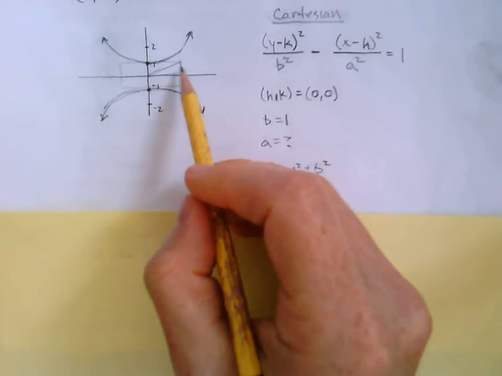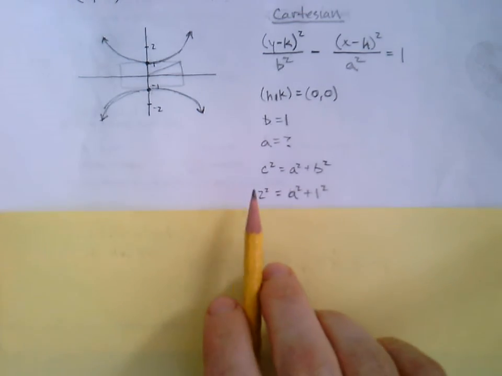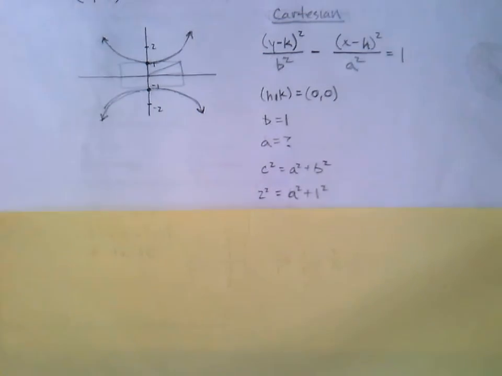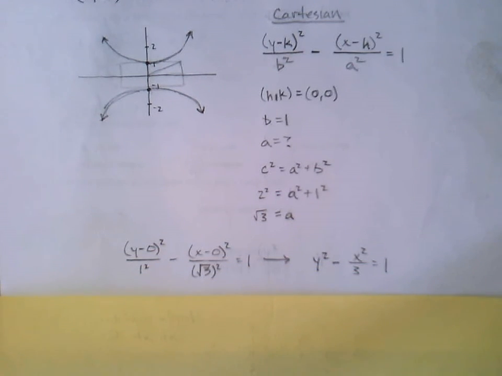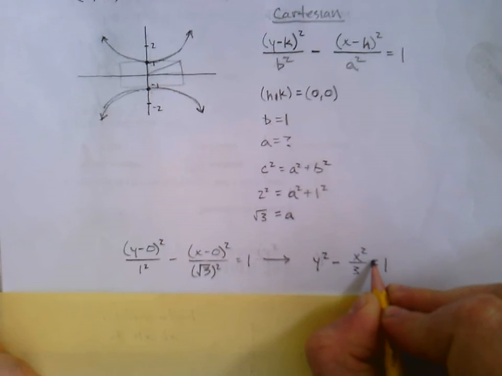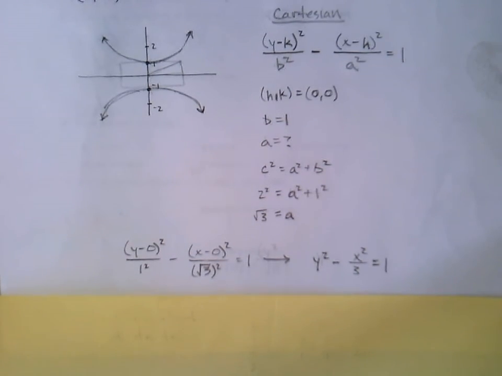Interesting. I think I should make mine a little bit wider. So we know c is 2, b is 1. We can easily solve for a. It's the square root of 3. And now we can plug all this in, and we have the Cartesian equation. 0, 0 for h, k, b is 1, a is the square root of 3, but we're going to square it, so we get y squared minus x squared over 3 equals 1. Again, the Cartesian equation.